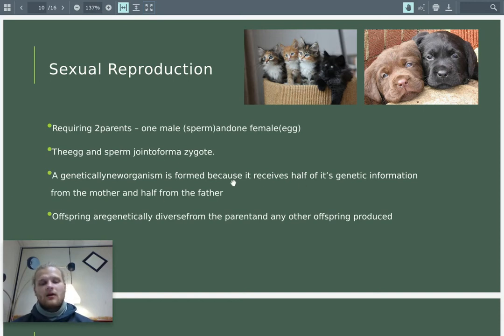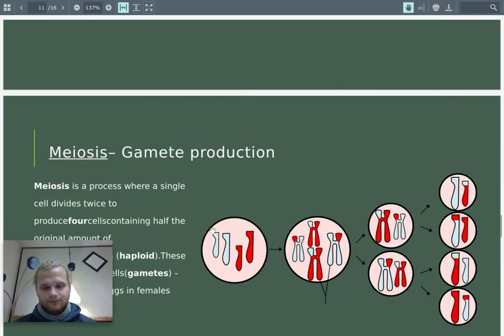The offspring are genetically different. They're diverse is the word that we're going to use, diverse. Because they're diverse, they are all going to be different, so they're going to have different strengths.